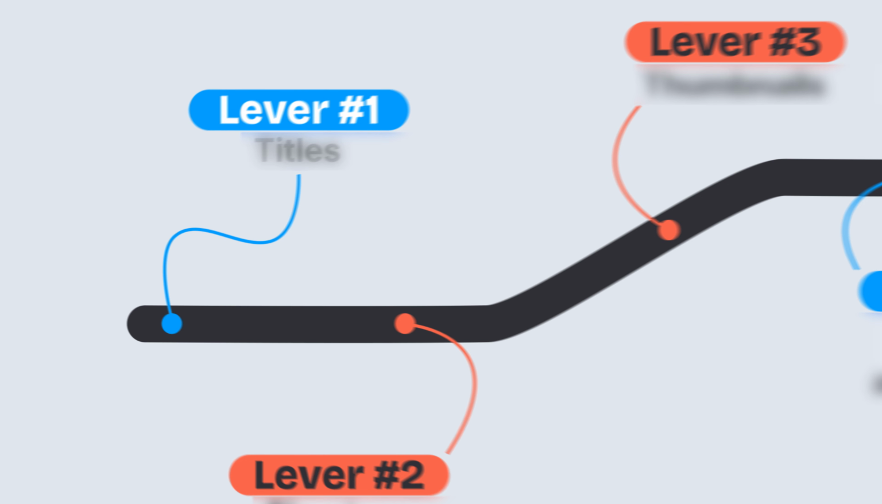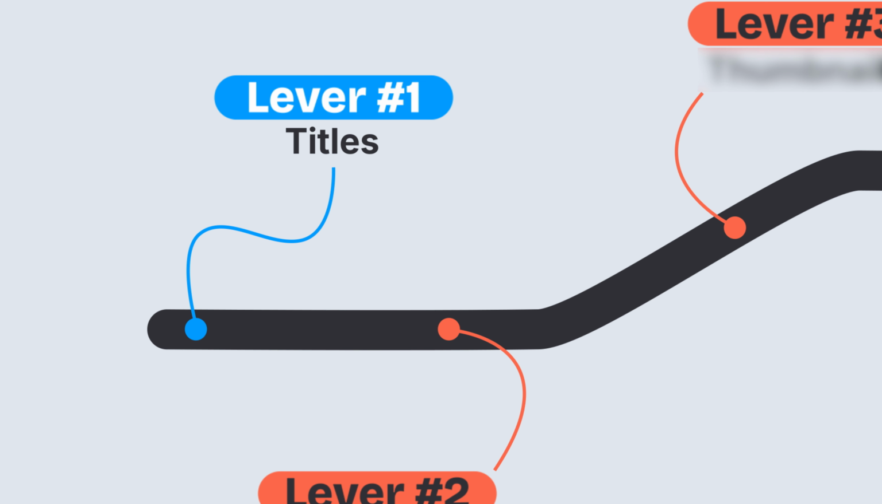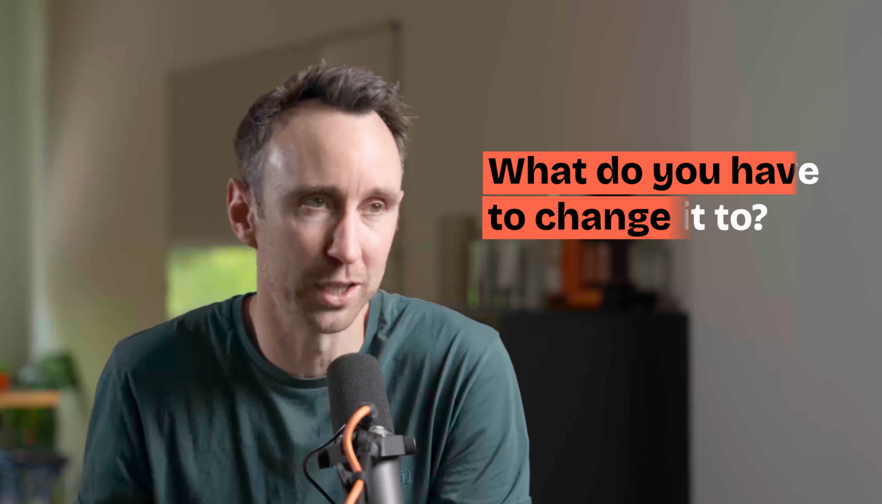So the first lever is the title, and this is obviously the easiest thing to change. You just jump into the YouTube editor, you change the title, and it takes 2 seconds. So the question isn't how you do it, the question is what you actually have to change it to. But before we get to that, there's one thing you need to know about how YouTube actually serves videos to its viewers.